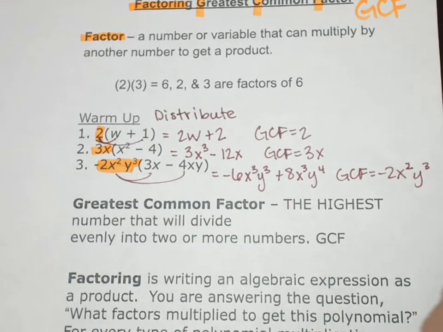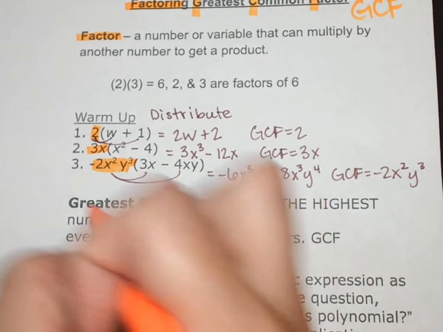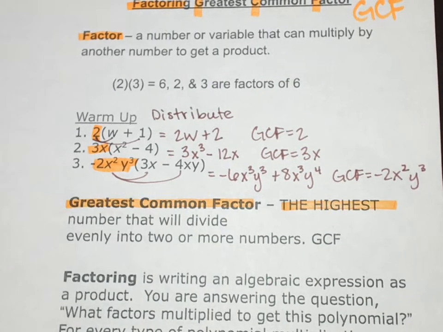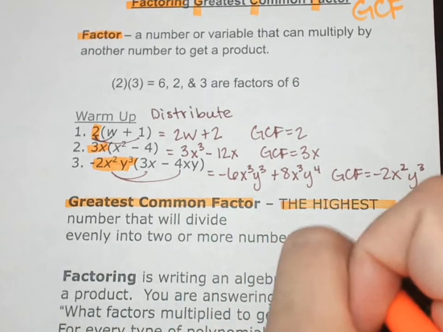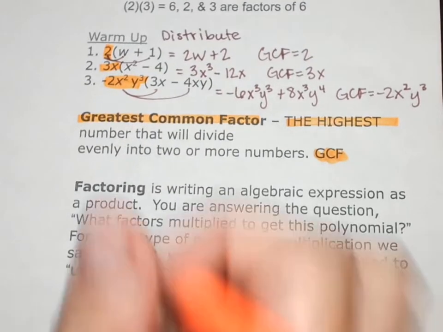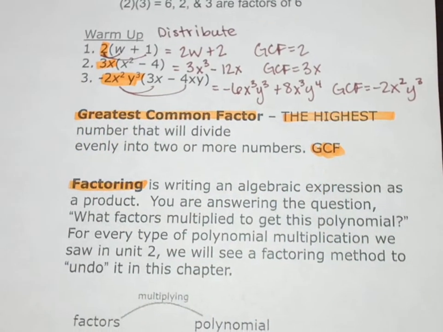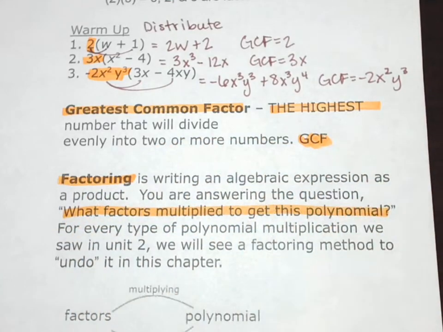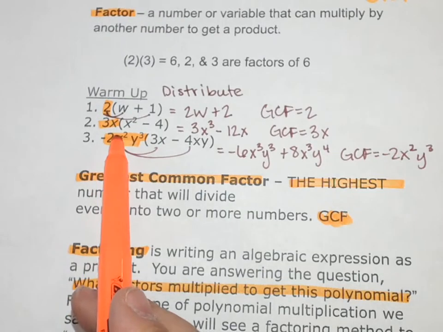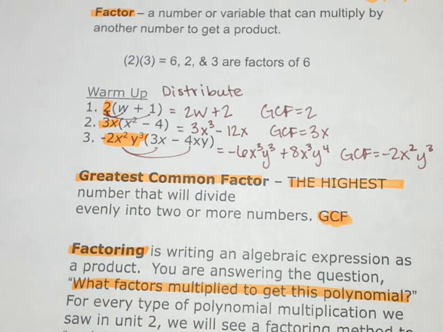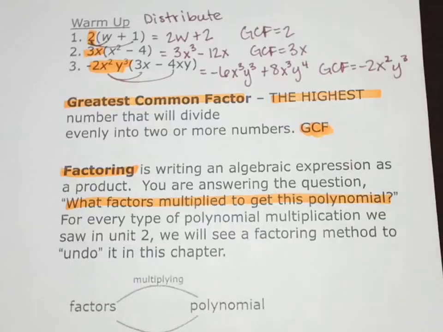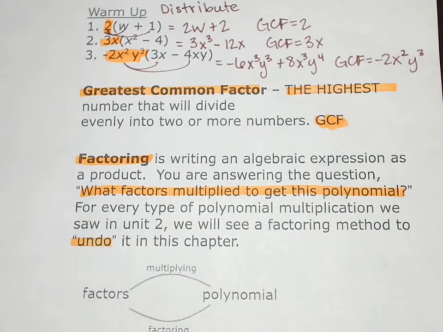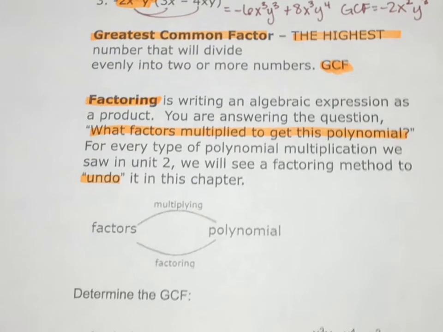So we're going to use that idea. Here's the greatest common factor definition for you: the highest number that will divide evenly into 2 or more numbers, also known as your GCF. Factoring. Let's use that idea to think about what the goal is. The goal is to figure out what factors multiplied to get this polynomial. What exactly was out in front of the parentheses that we distributed to make the polynomial? What did we distribute? So you're thinking about undoing the polynomial.